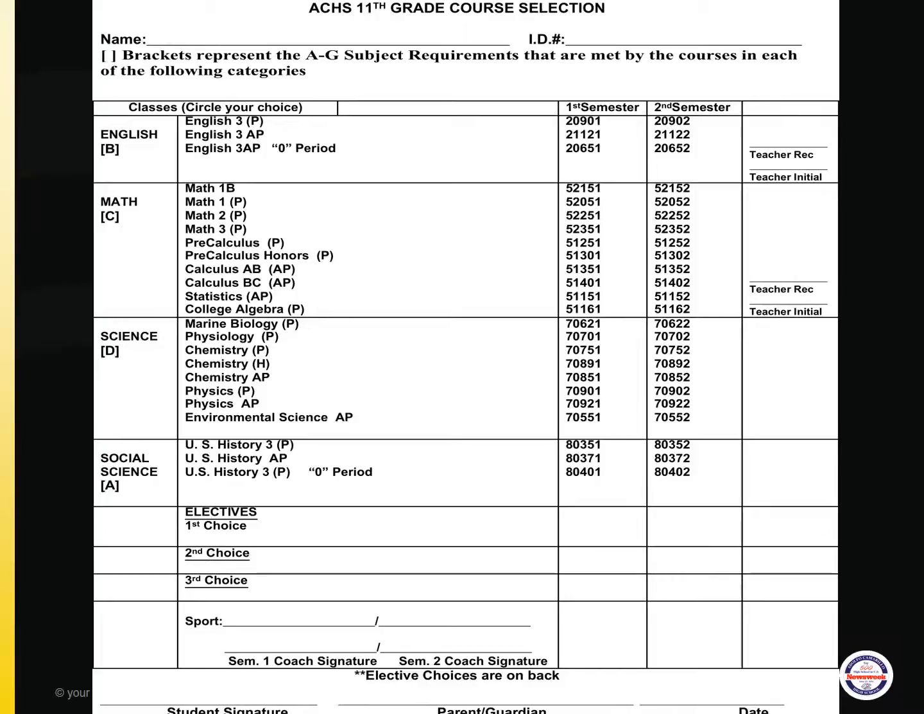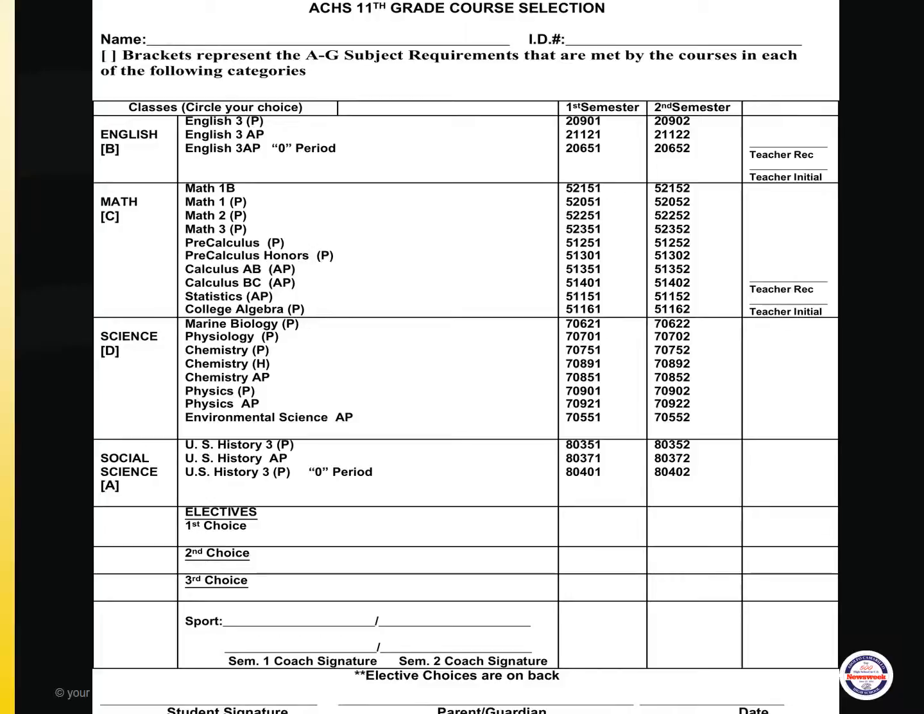This is the slide that reviews your 11th grade course selection form. Please turn your attention to this form at this time. There are a few changes from last year, so please listen carefully. You will need to put your name and ID at the top of this form. The first category is English. You will need to select one of the options listed below, either English 3 College Prep, English 3 Advanced Placement, or English 3 Advanced Placement 0 period.